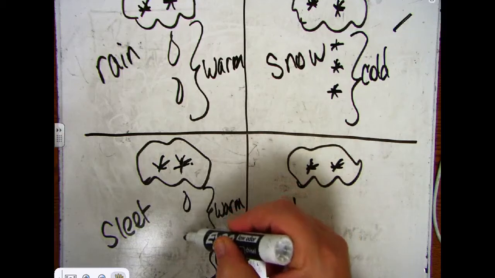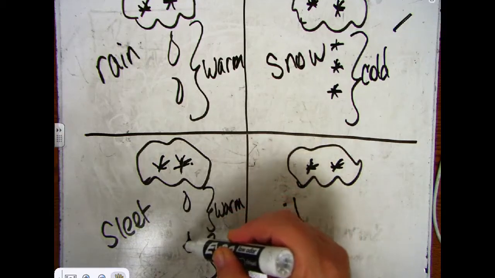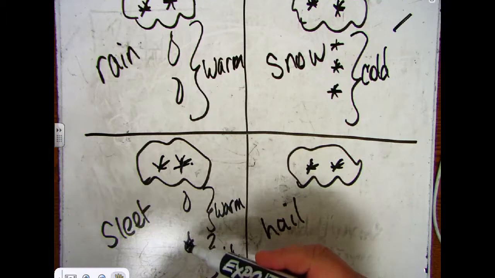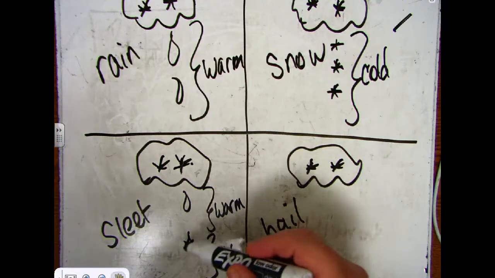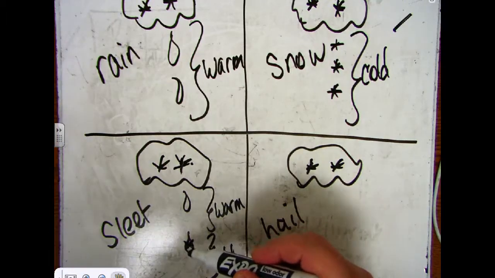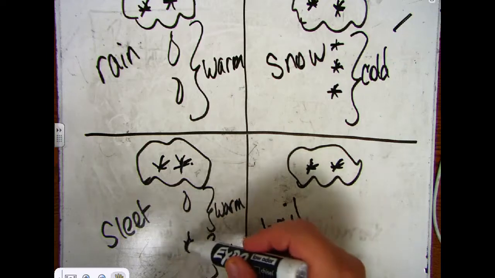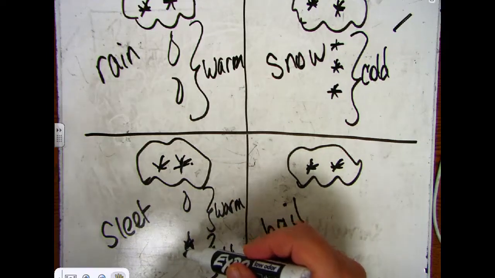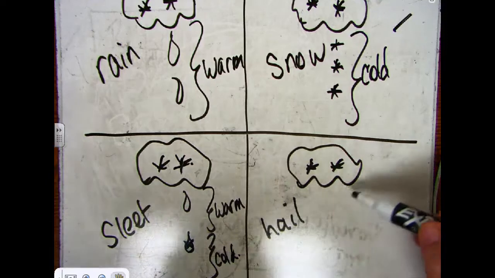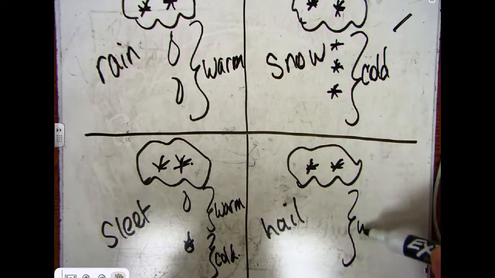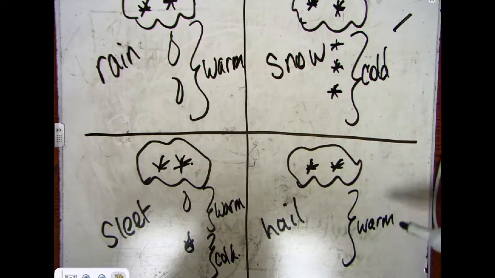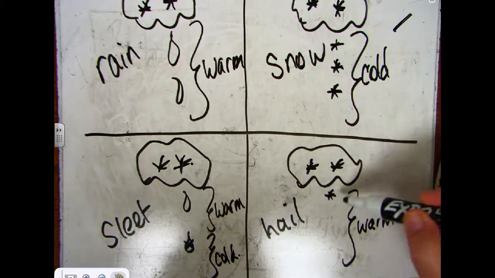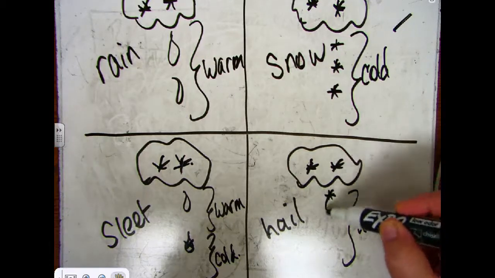And then as they fall even further, the cold air that's below that will actually sort of refreeze the raindrop, and you'll get a half-frozen raindrop. And that's what sleet is. It's half-frozen rain. And then hail actually usually happens when it's warm, which is unusual because hail is little balls of ice. But what happens is the snowflake falls, or the ice crystal falls, and it melts.